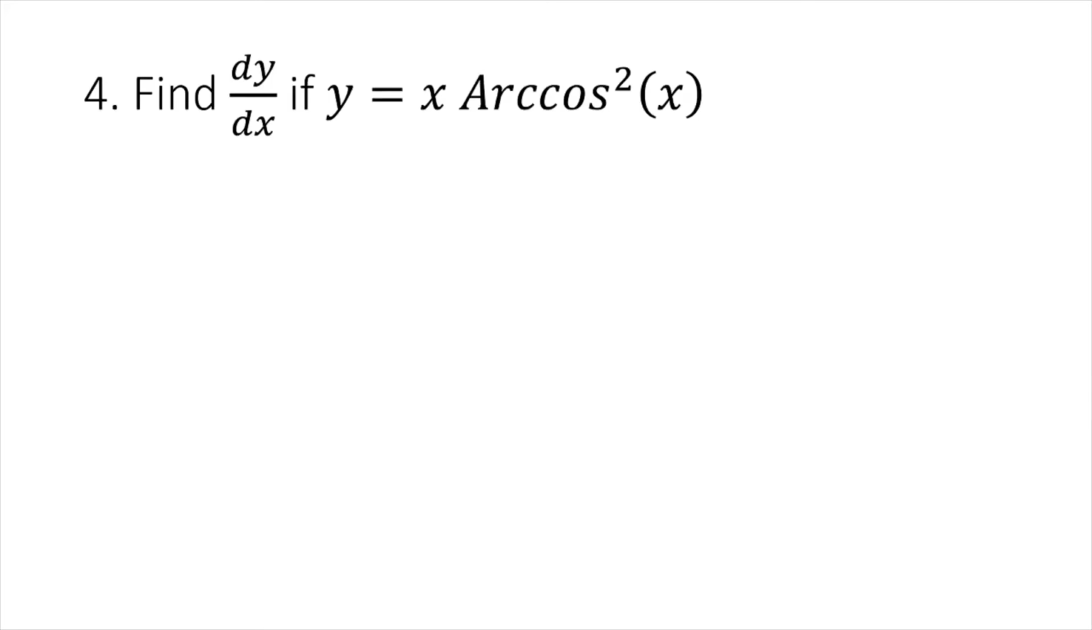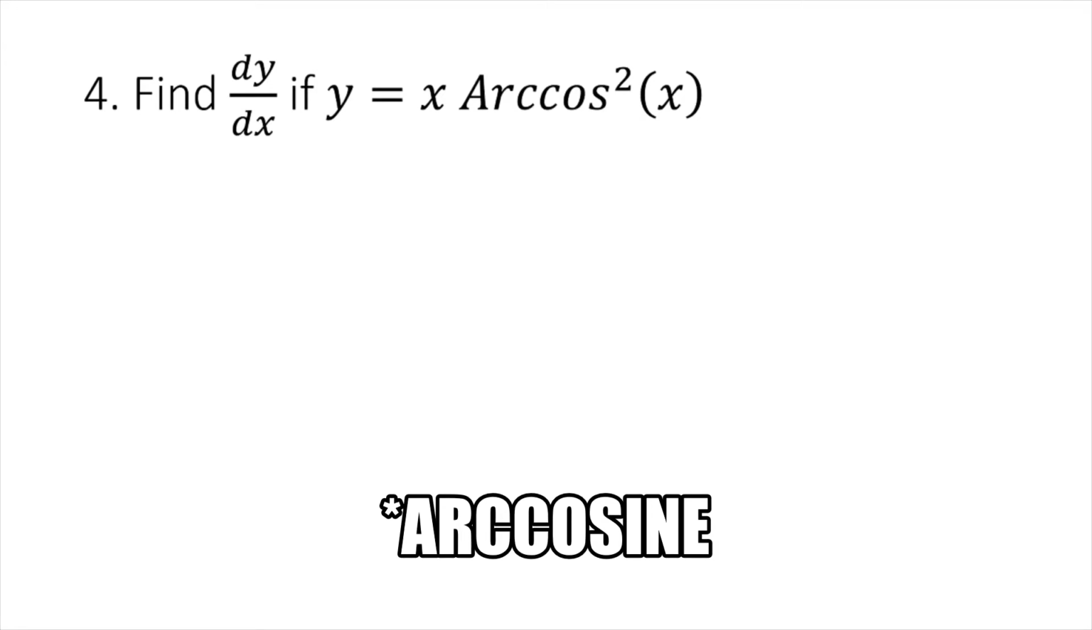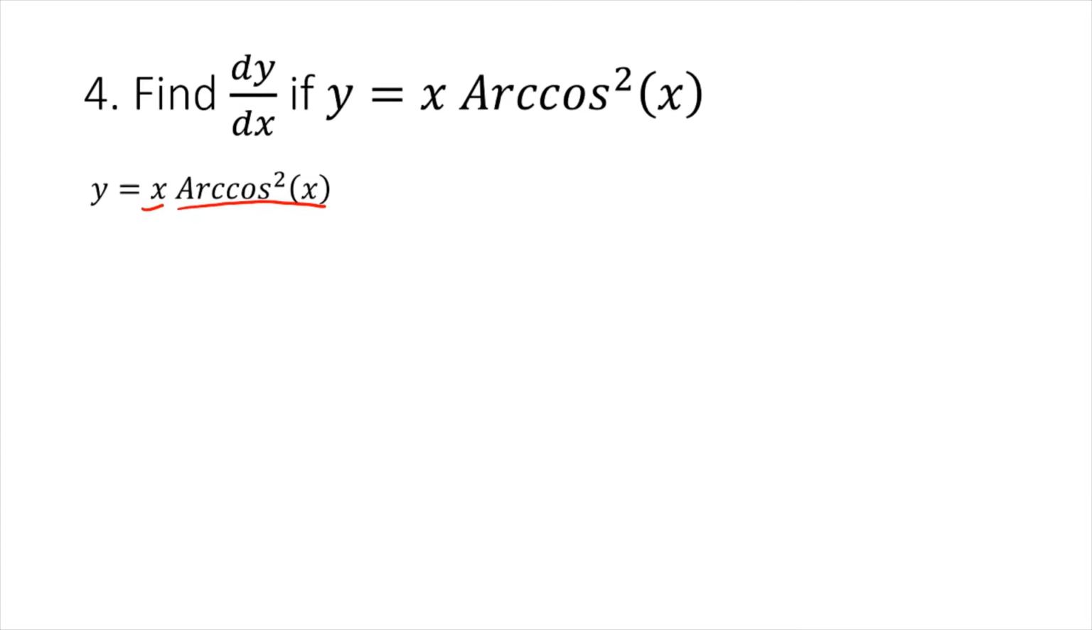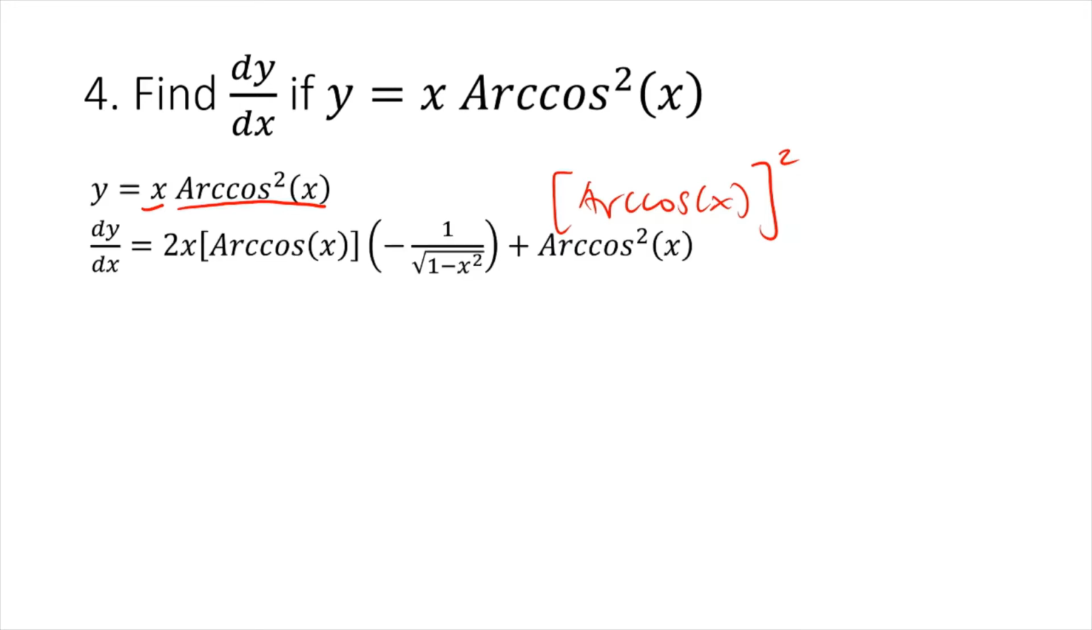Next problem, find dy/dx if y equals x times arccosine squared of x. Okay, so we have two factors here, x and arccosine squared of x, so we have to apply the product rule. Now, arccosine squared of x is the same as quantity arccosine of x, squared. So we have to apply the general power rule to get the derivative of arccosine squared of x. Taking the derivative with respect to x will result in this equation.